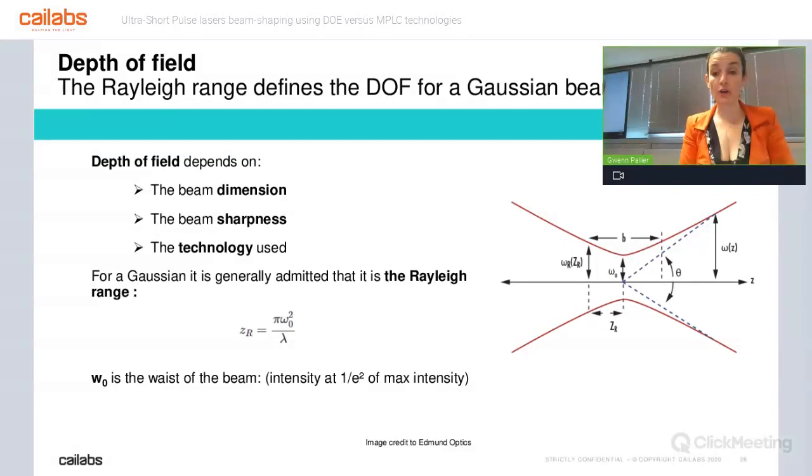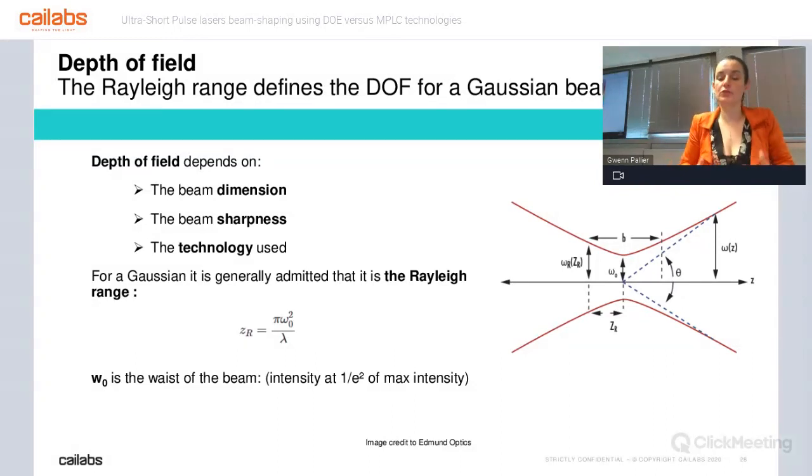So depth of field for a Gaussian beam, that most of you are using most of the time, I guess, is actually pretty straightforward. It is defined by the Rayleigh range of the Gaussian beam, where 1 over e square of the energy is the waist, and the radius of the beam is square root of 2 times the initial waist. But the depth of field depends on a lot of things. It depends on the beam dimension, on the sharpness, and on the technology to be used.